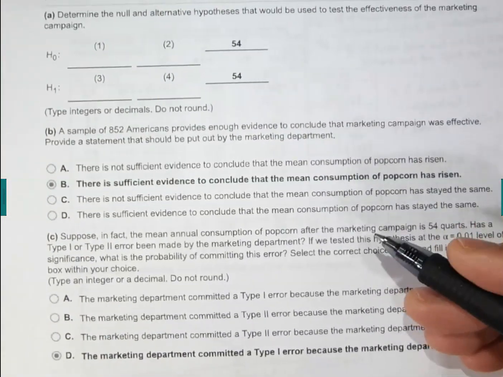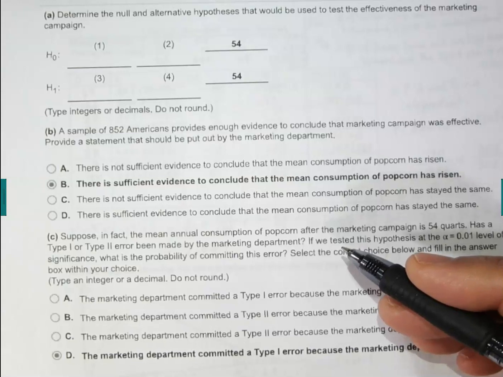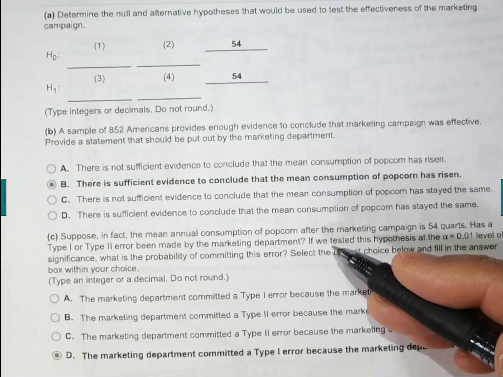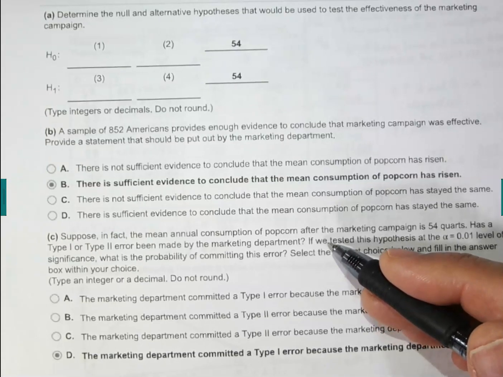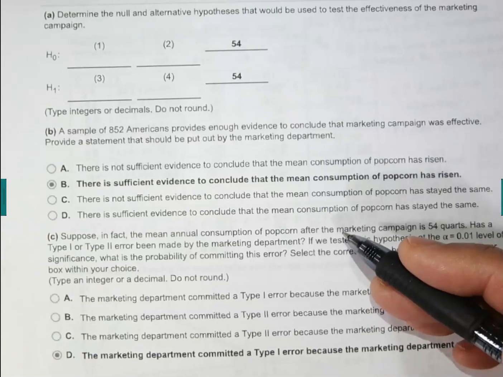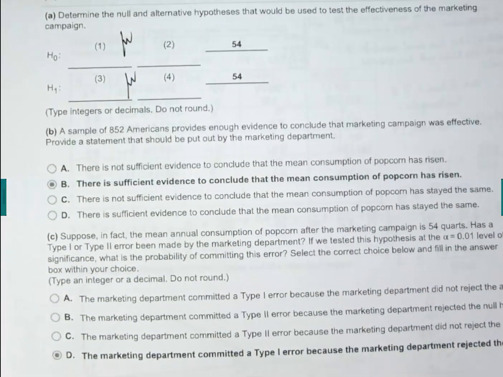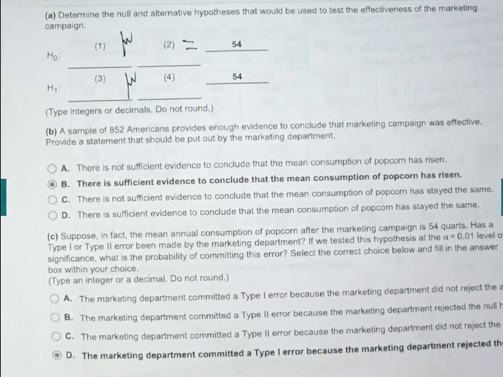According to a food website, the mean consumption of popcorn annually by Americans is 54 quarts. The marketing division of the food website unleashes an aggressive campaign designed to get Americans to consume even more popcorn. Complete parts A through C. Determine the null and the alternative hypothesis that would be used to test the effectiveness of the marketing campaign. So we're talking about means here. We have to put means, okay? And that's always equal for the null hypothesis.